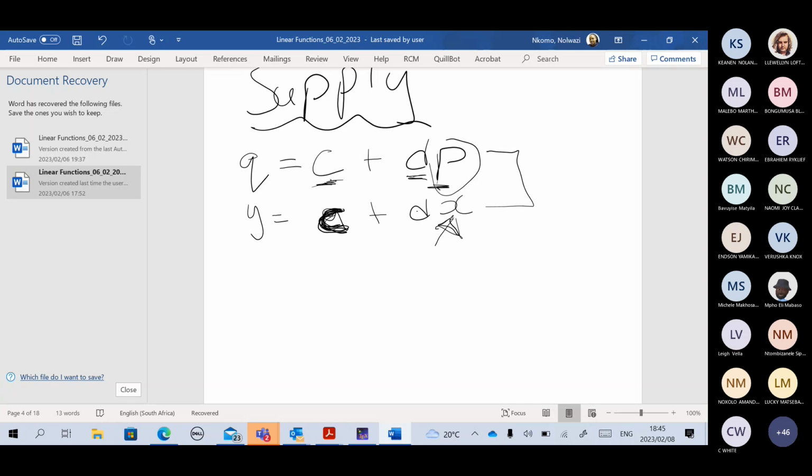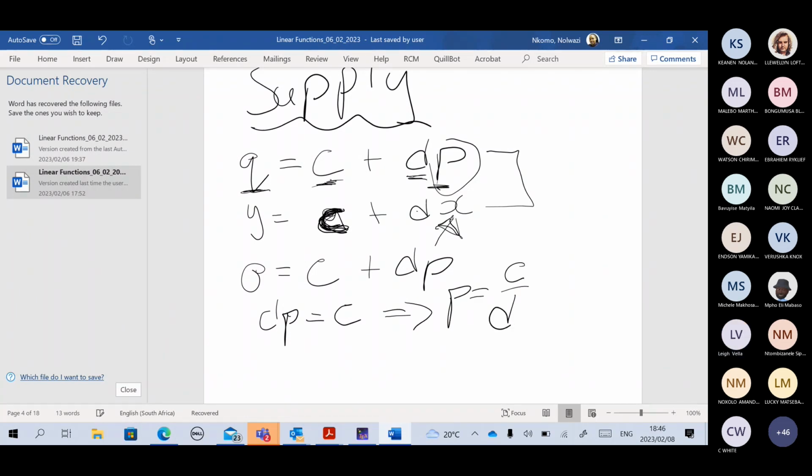And to find the horizontal intercept, we let Q be 0. If we let Q be 0, we'll have 0 is equal to C plus dp. And this will give us dp is equal to C, which is P is equal to C over D, right? Meaning now we have 2 points, which is, okay, this was 0 is to C, and we have C over D is to C over D.